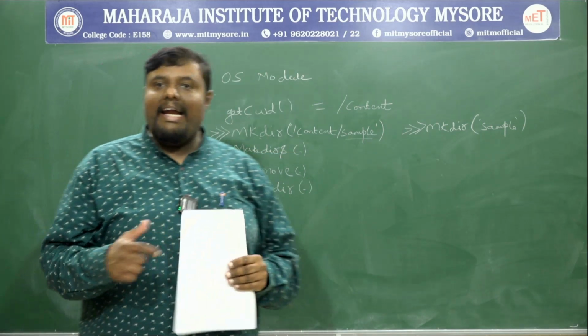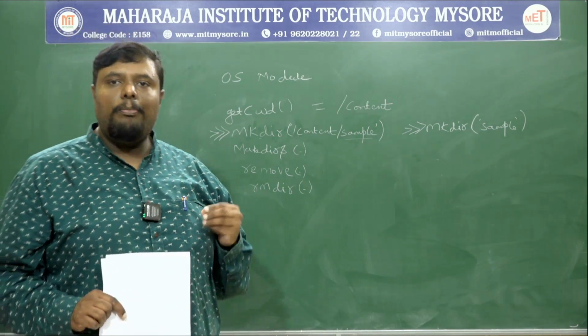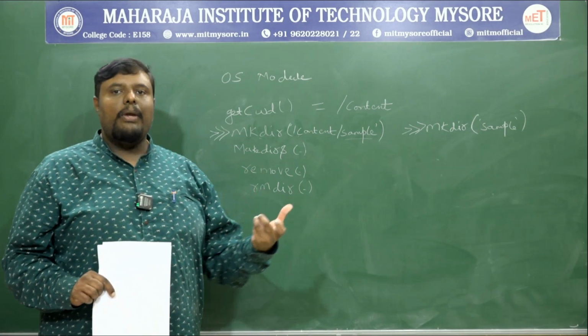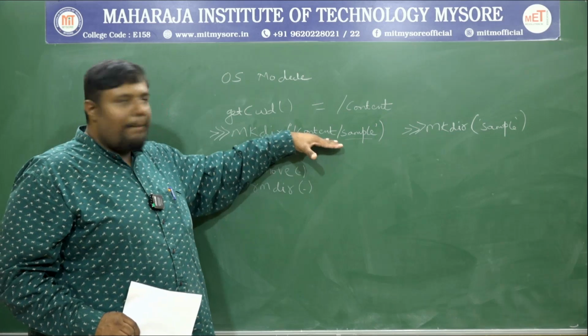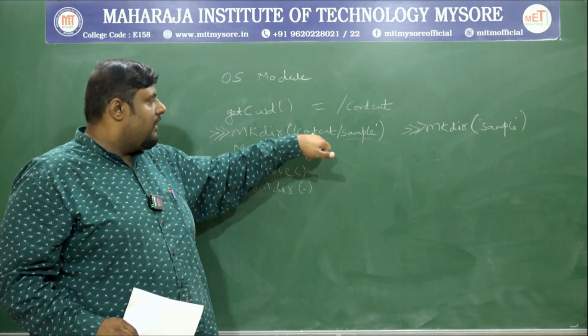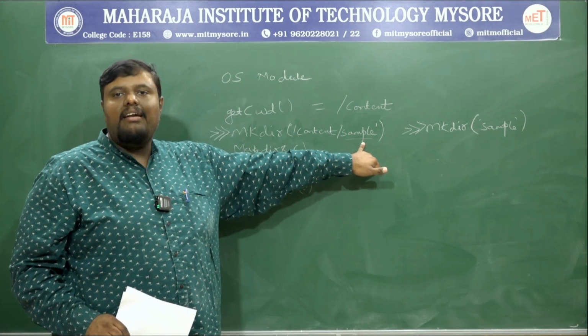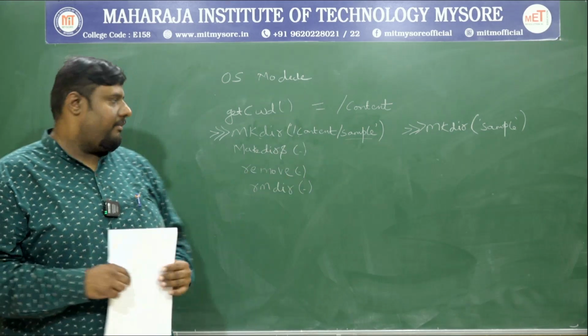Sometimes you might be confused where exactly you are, or you want to play safe and give the exact address to create the folder. Then you will say make directory, the path what you want. Here in the root folder there is a folder called content. Within that content, you want to create sample. Then a sample folder will be created.